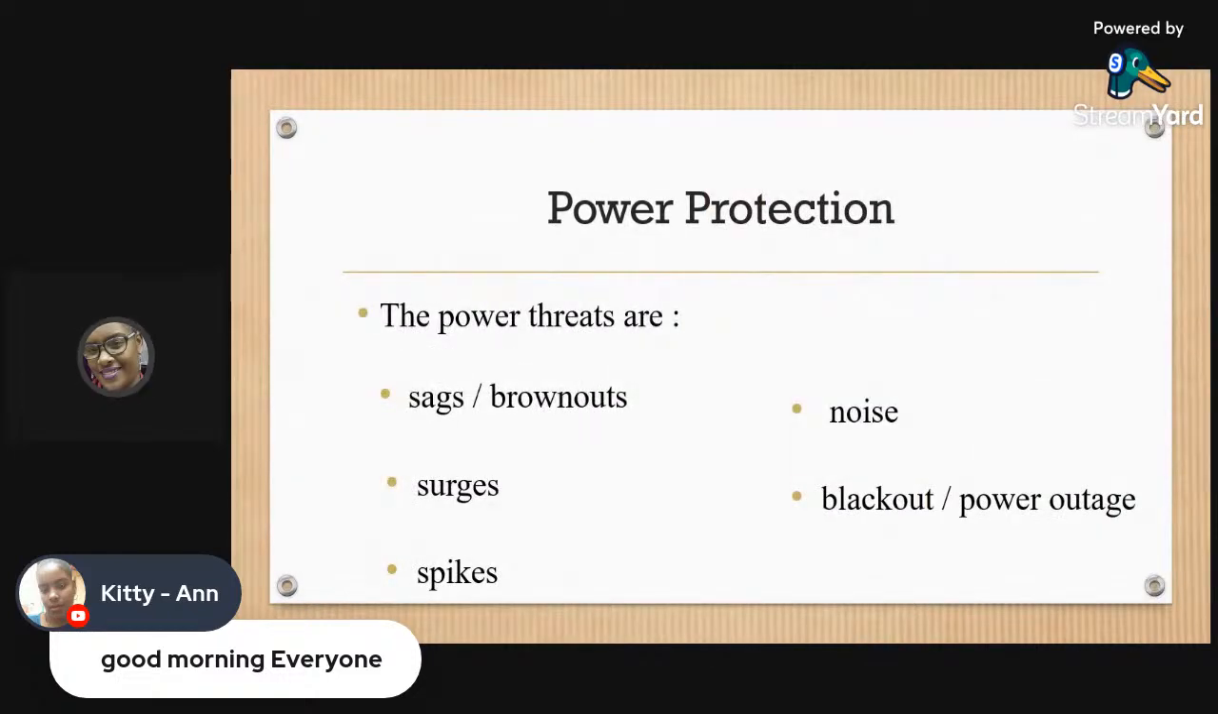So what are the different threats that we see here? We have what we call sag or brownout. This is a short dip in voltage. If you're supposed to be getting 110, for a short period of time you will just see your voltage go down and then it comes back quickly, right? This can cause damage to the equipment.